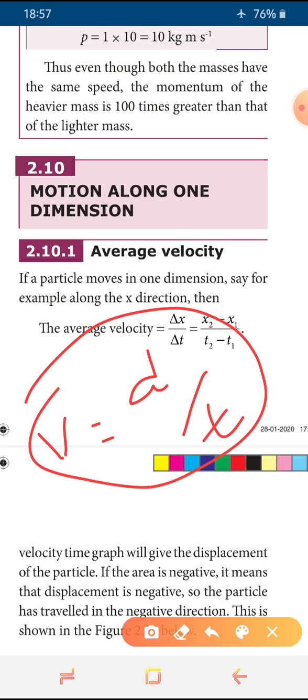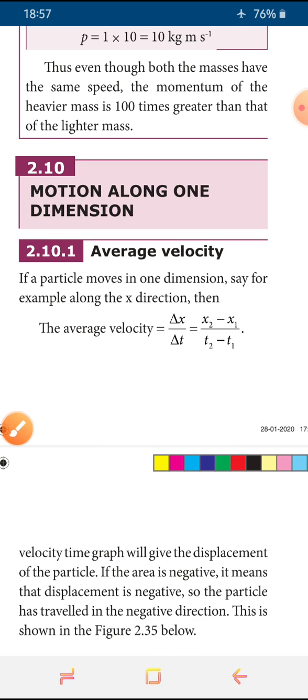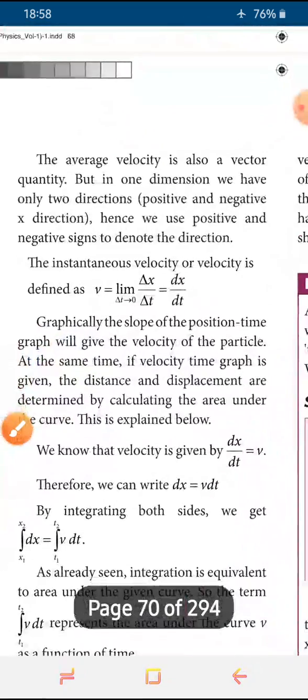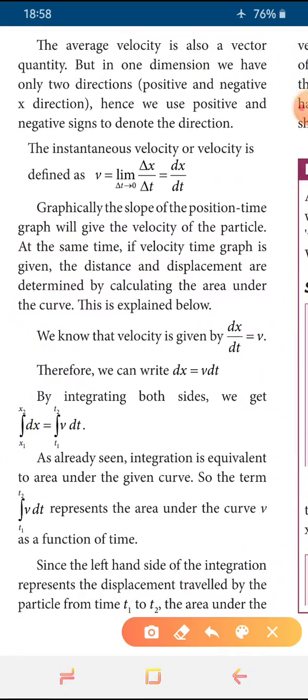In the formula, what I wrote is velocity, but here it is given as average velocity. So average velocity we can write as delta x divided by delta t, and delta x can be expanded as x2 minus x1. That means final position minus initial position, and time also is calculated between the final time and the initial time. That's why it is called average velocity. And this average velocity is also a vector quantity.